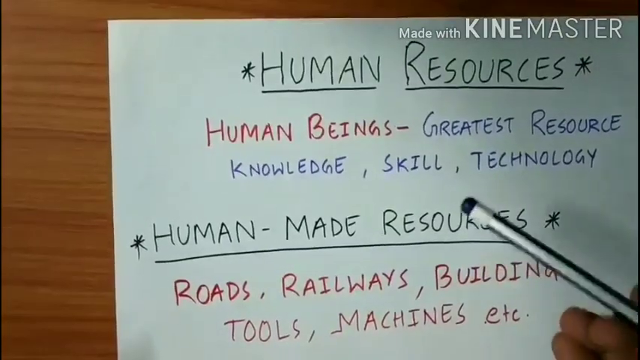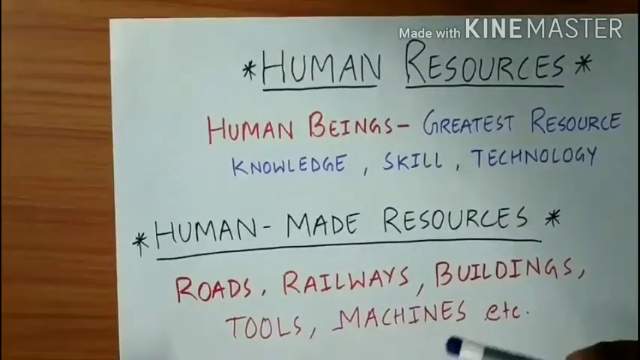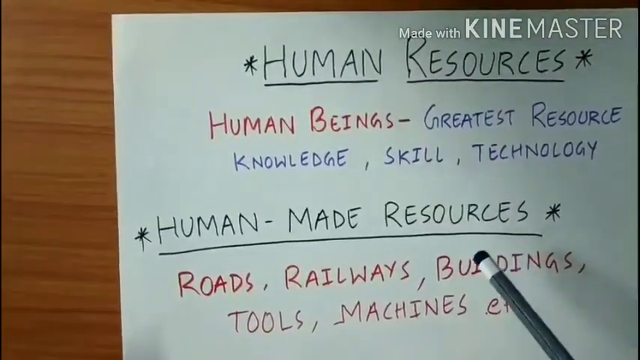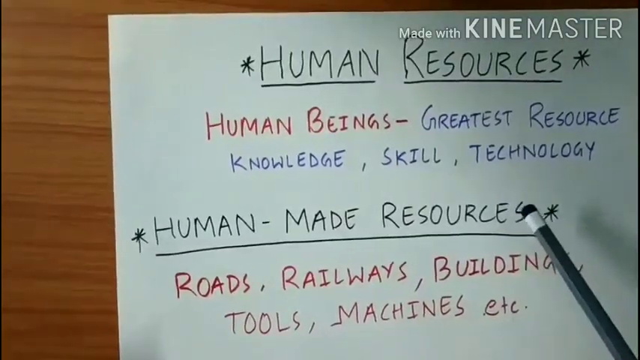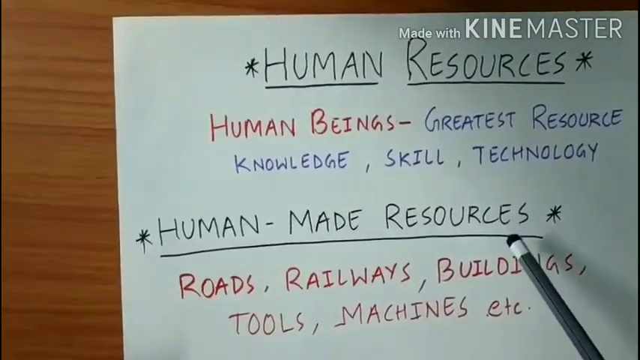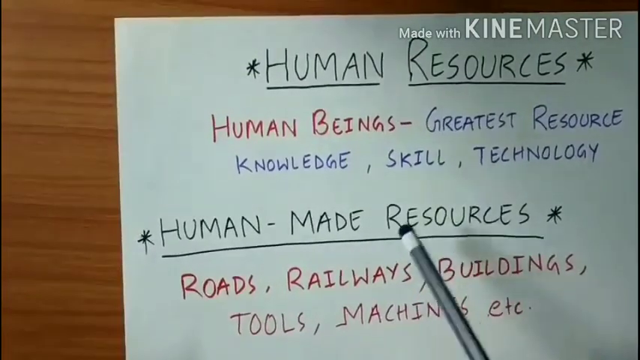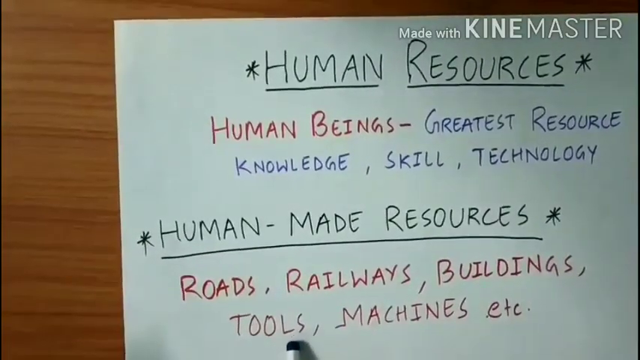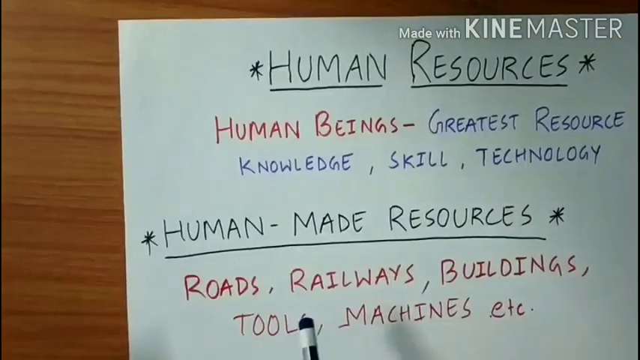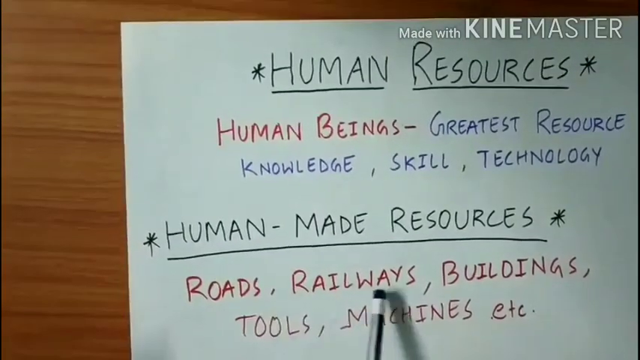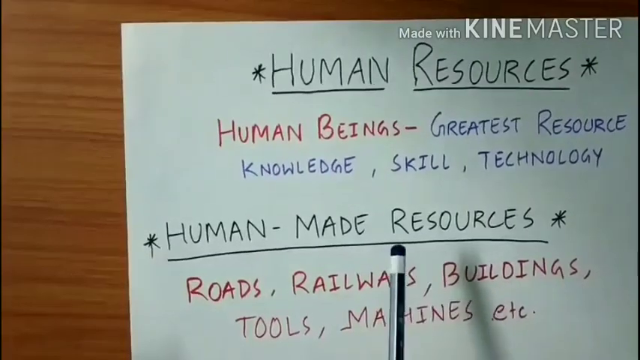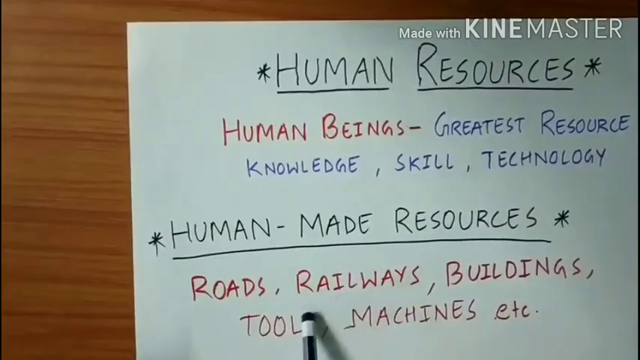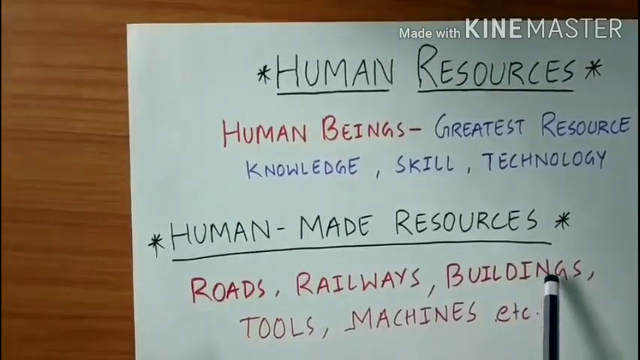Understood? Next comes human-made resources. These resources are created by human beings using their skills or knowledge, so they are termed human-made resources. Examples are roads, railways, buildings, tools made from stones and other things, and machines. All these things are made by humans with the help of their skills and knowledge. Understood? That's why these come under human-made resources.